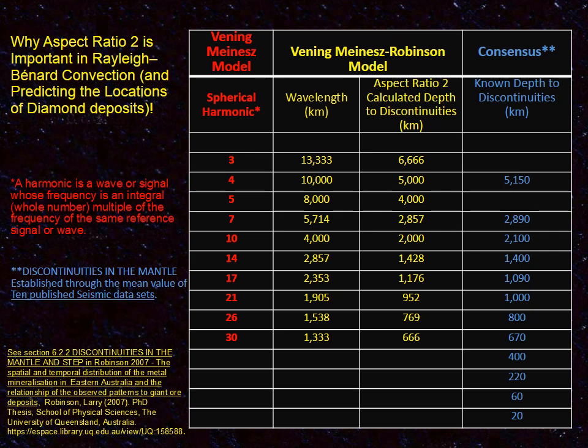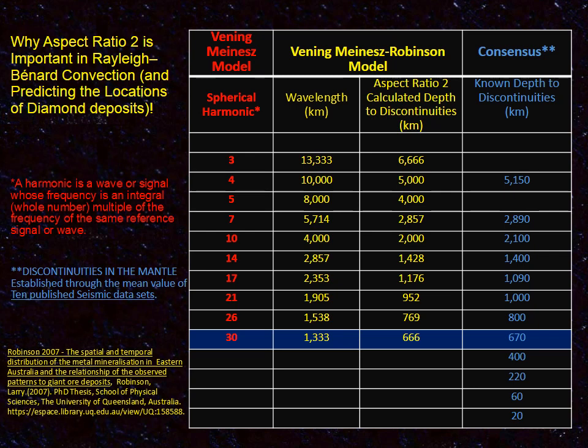So let's now compare the calculated depths to discontinuities with the known depths of discontinuities determined by seismic surveys. For instance, at harmonic 10, the 2,000 kilometer calculated depth to the discontinuity compares with the known depth of discontinuity, the blue column, of 2,100 kilometers. Another example, spherical harmonic 7. Aspect ratio calculated depth 2,857 kilometers. Known depth to discontinuity from seismic 2,890. As an aside, the 7th spherical harmonic is also the core mantle boundary.